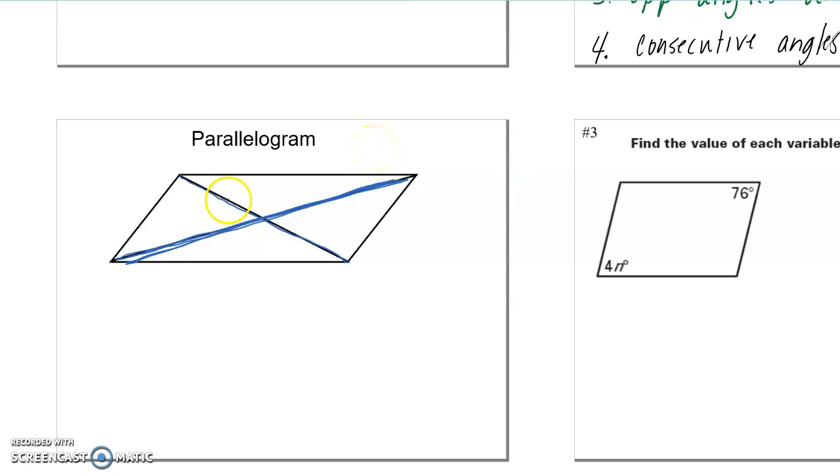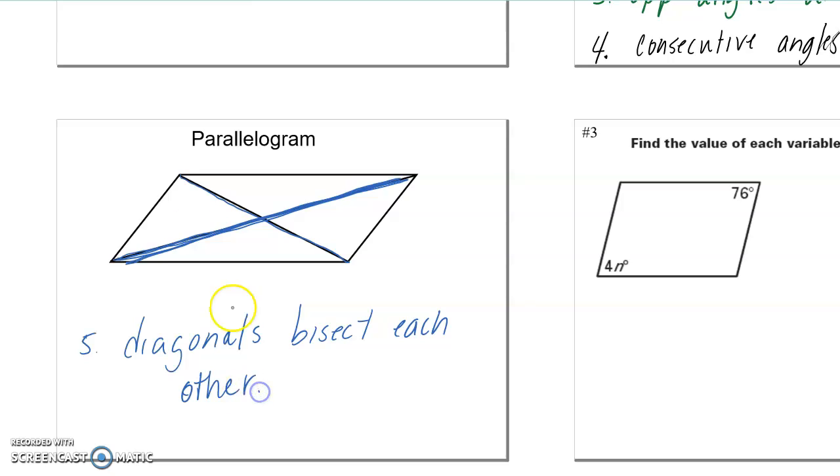So picture a parallelogram in your mind, and you want to realize that the diagonals are not equal in a parallelogram. But what is true, and this is what I call number 5, is that the diagonals bisect each other. That means this length and this length are the same, and this length is the same as this length. So they cut each other in half.